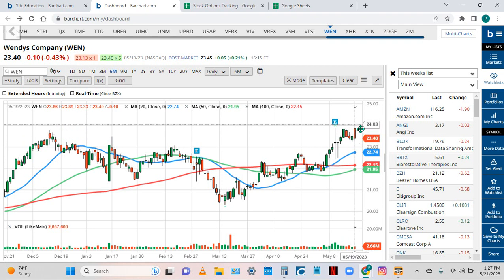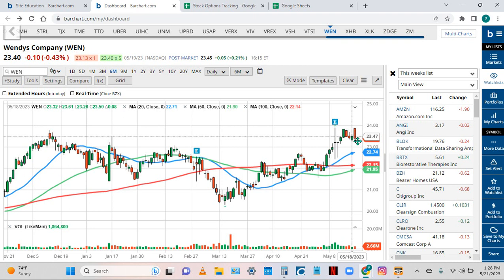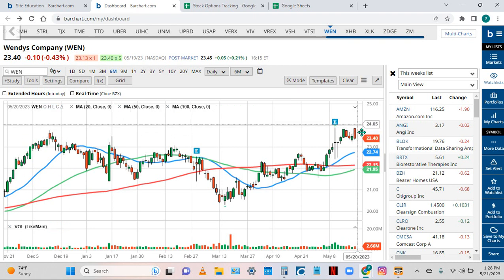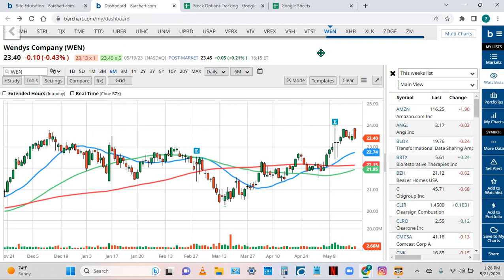I don't like the red bar Friday, that big red bar, but you know, it was a gap up above the highs and then it sold off. So if this could reverse course and go higher, whether through one bar or a couple bars this week, that would definitely be one I'm interested in. Wendy's, symbol WEN.